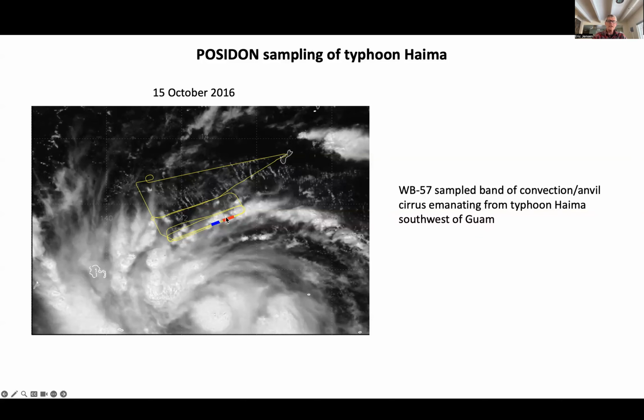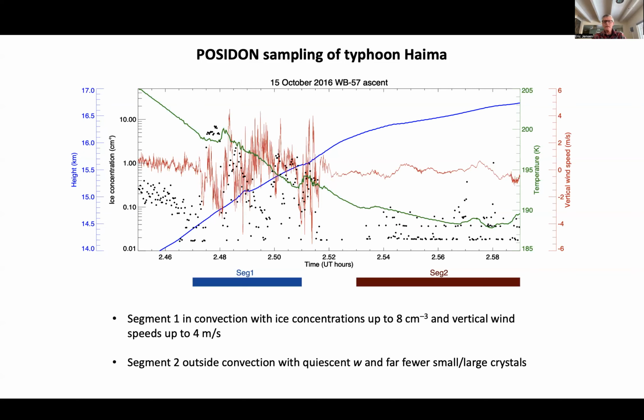And I'm going to show a time series again in this section here, where the blue and red bars along the flight track are. So going to the time series, same sort of thing. And the altitude going from 14 to 16.8 in this case. The black dots are the ice concentrations again. Same sort of thing, high ice concentrations, particularly in this convective region. And these are the two segments I picked, one in the convective region and one outside it, presumably in somewhat more aged anvil. And you see the contrast in the vertical winds and the ice concentrations in these two segments.